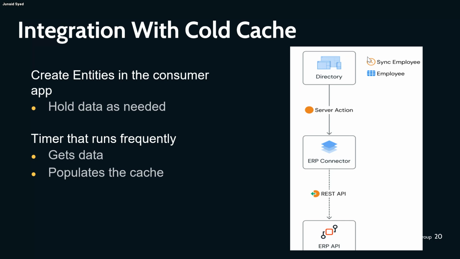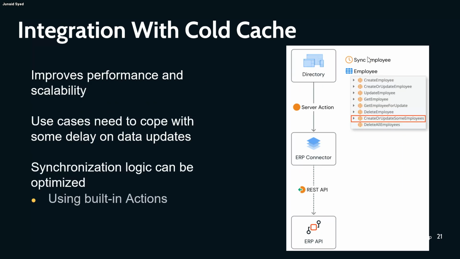And whenever the directory application needs the employee detail, it won't go to the ERP system right then. It will simply request it from the employee entity. So we are in a way caching the information in advance that we might need for any future requests. Like I mentioned before, this kind of cache improves the performance and the scalability. Use cases need to cope with some delay on data updates.